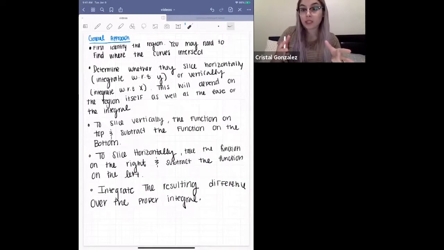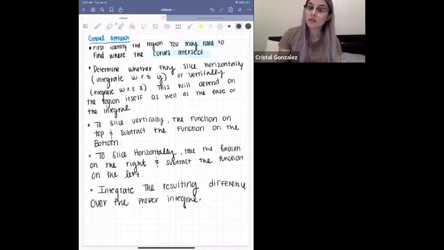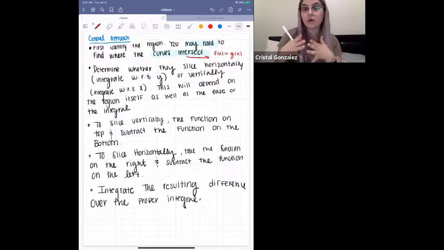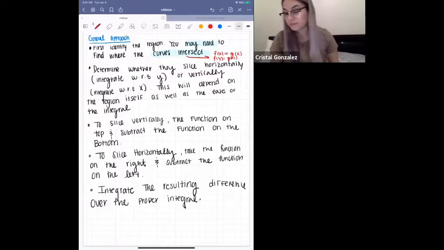If they do give you that region, you have to find out, did they give you an A value? Did they give you a B value? And if they don't have those A and B values, then you need to find where those intersect. So you may need to find where the curves intersect. And in order to do that, you'll set the curves equal to each other. So for example, find out where f of x is equal to g of x, because that's going to tell you where they intersect, or where f of y is equal to g of y in the horizontal case.